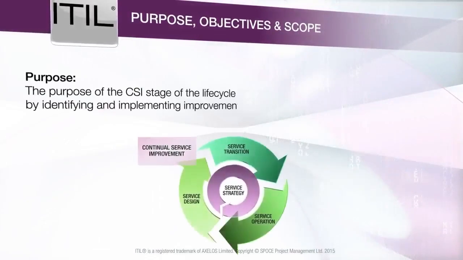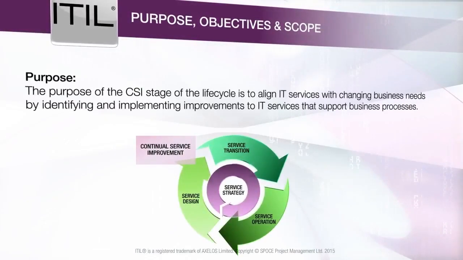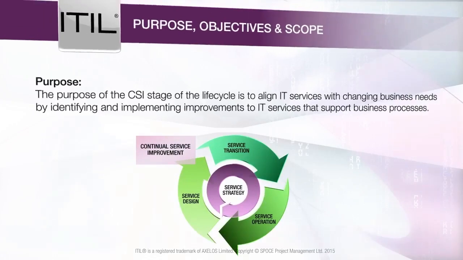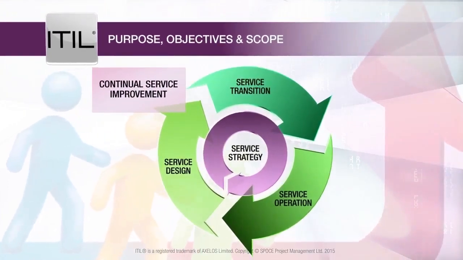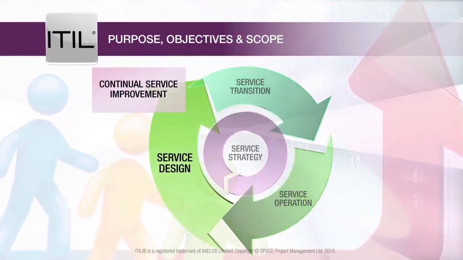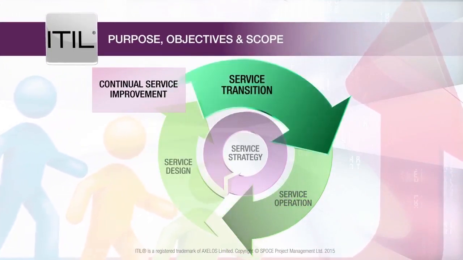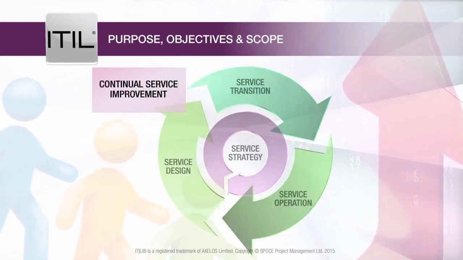The purpose of the continual service improvement stage of the life cycle is to align IT services with changing business needs by identifying and implementing improvements to IT services that support business processes. These improvement activities support the life cycle approach through service strategy, service design, service transition, and service operation.